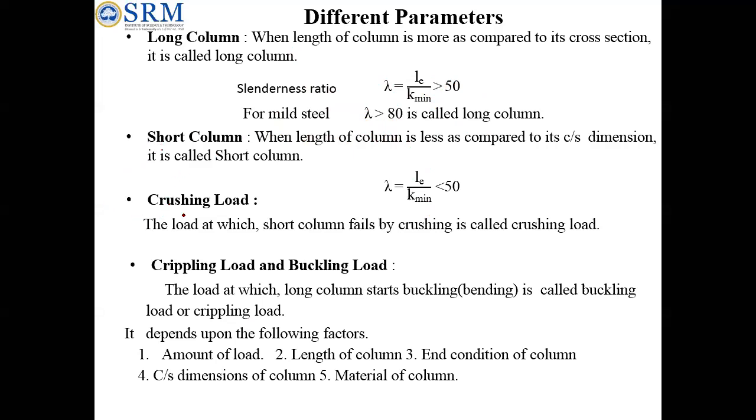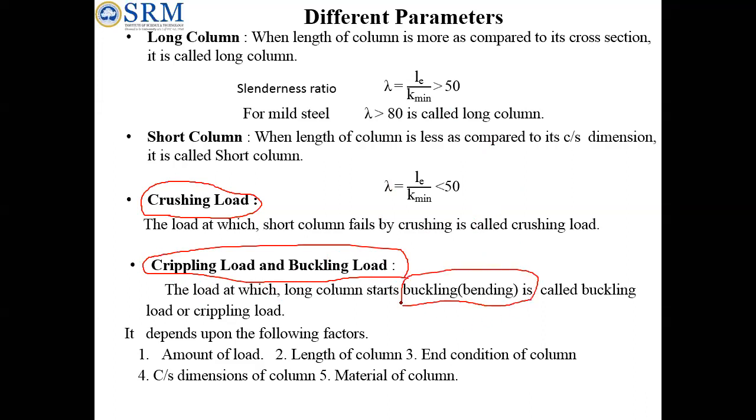Crushing load, I said clearly, is mainly for the short column. A short column fails by pure compression, so crushing. Then the crippling load or buckling load is meant for the long column. What is buckling? Buckling is nothing but, when you apply axial loading, the column starts to bend. So buckling or bending. The load at which the long column starts to bend is called the buckling load or crippling load.